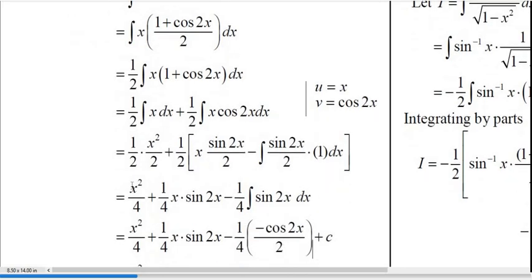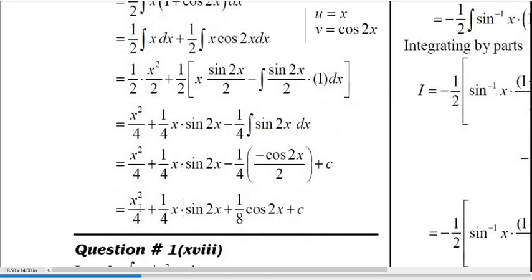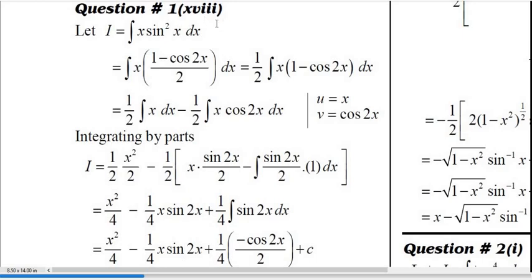Next, x square divided by 4, x square, 2 times 4, plus 1 by 4, this 2 and this 2 is equal to 4, x multiplied by sin 2x, minus, plus minus 1 times 1, 2 times 4, integration of sin 2x dx. These all terms are the same. Minus 1 by 4, we know that integration of sin 2x is minus cos 2x divided by 2. X square divided by 4 plus 1 by 4 x multiplied by sin 2x as it is, this minus and minus is plus, cos 2x divided by 4, 2 times 8, plus c, which is the required answer.